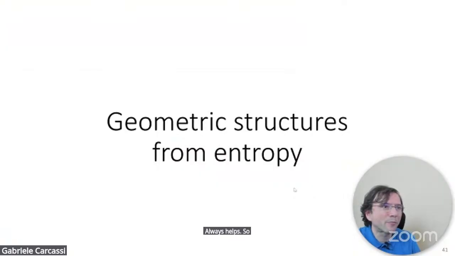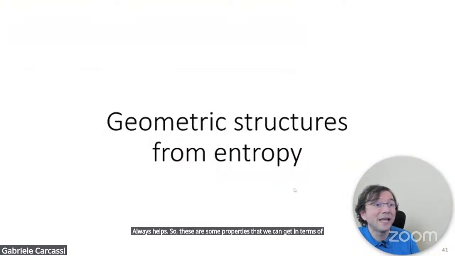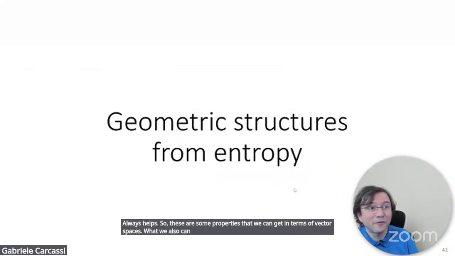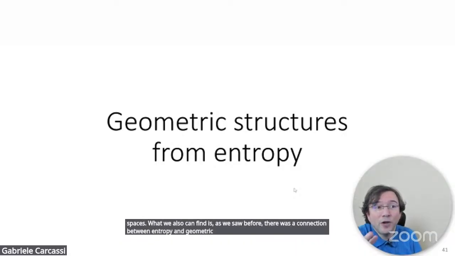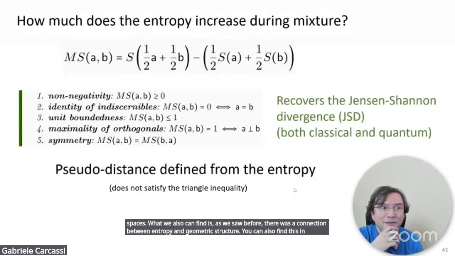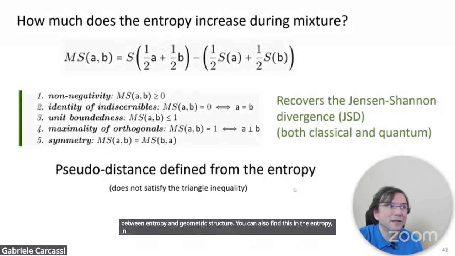So these are some properties that we can get in terms of vector spaces. What we can also find is, as we saw before, there was a connection between entropy and geometric structure. You can also find this in the entropy in these ensemble spaces. You can define something that looks like a distance.